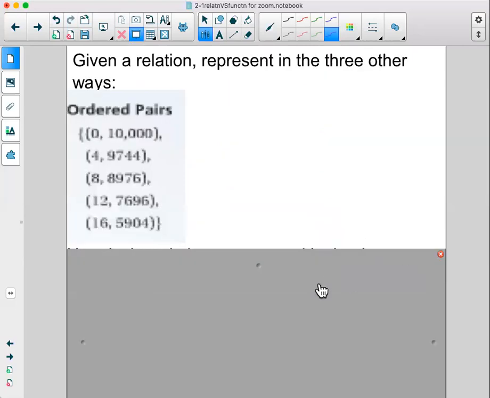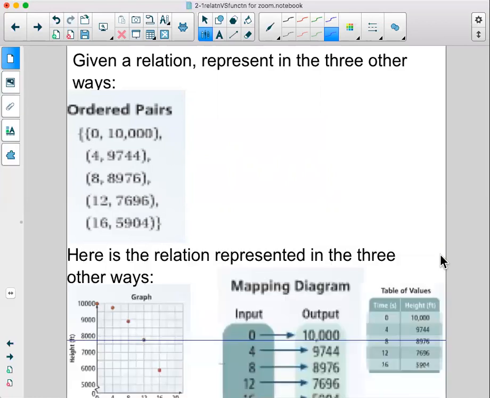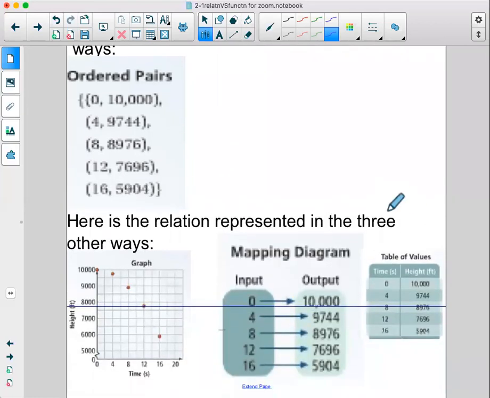Given this relation, pause the video and represent this set of ordered pairs the 3 other ways: as a table, as a mapping diagram, and as a graph. Pause and press play when you're ready to compare your work with the answers. Remember, when you create a graph, you could create the scale anywhere you like to fit the information on the mapping or a table.